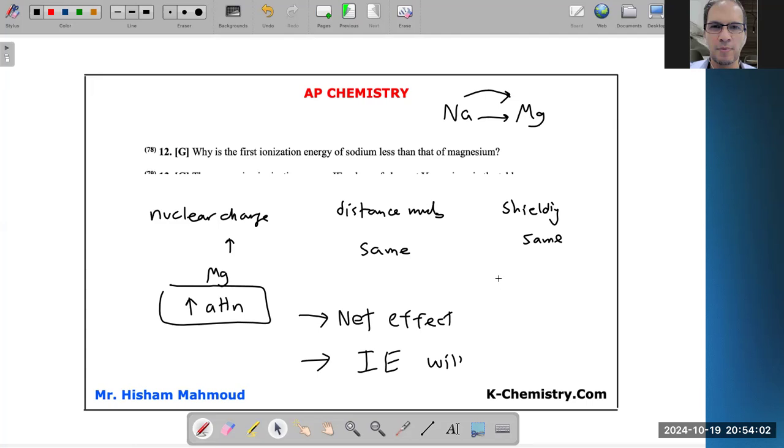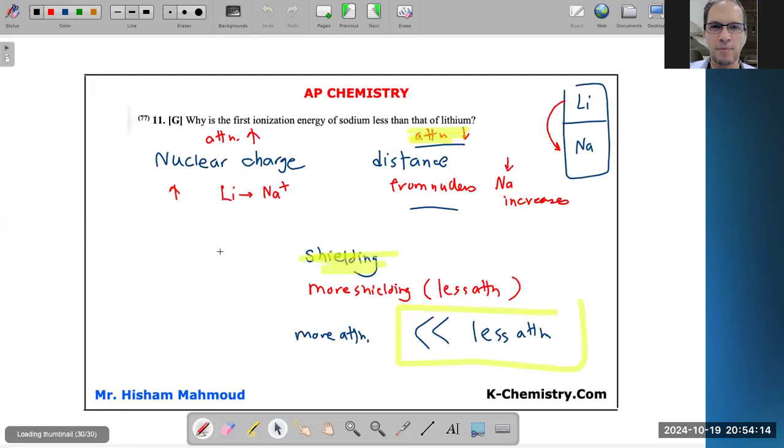ايه اللي هيحصل؟ When you go right from sodium to magnesium, what happens? It will increase. الفاكتور الوحيد اللي بيشتغل هنا بيزود الاتراكشن، يبقى الايونيزيشن انرجي will increase. لكن هنا في 3 فاكتورز، 2 بيقللوا الاتراكشن وواحد بيزود الاتراكشن، يبقى الاثنين اللي بيقللوا بيكسبوا. طالما الاتراكشن قل يبقى الايونيزيشن انرجي when you go down will decrease.